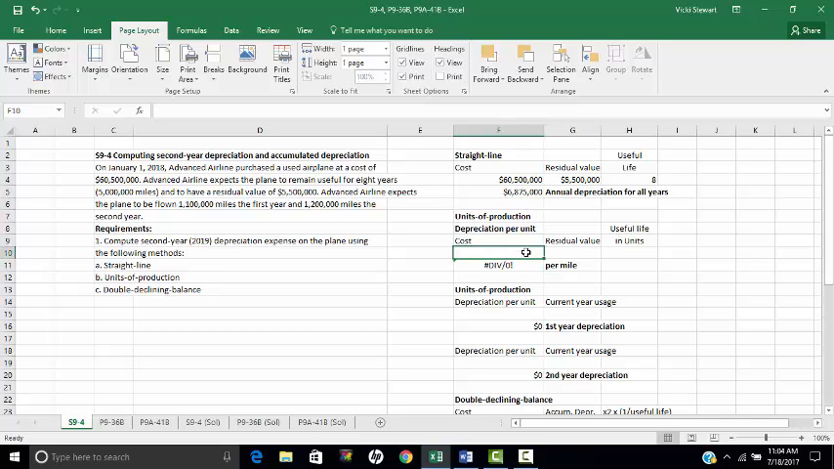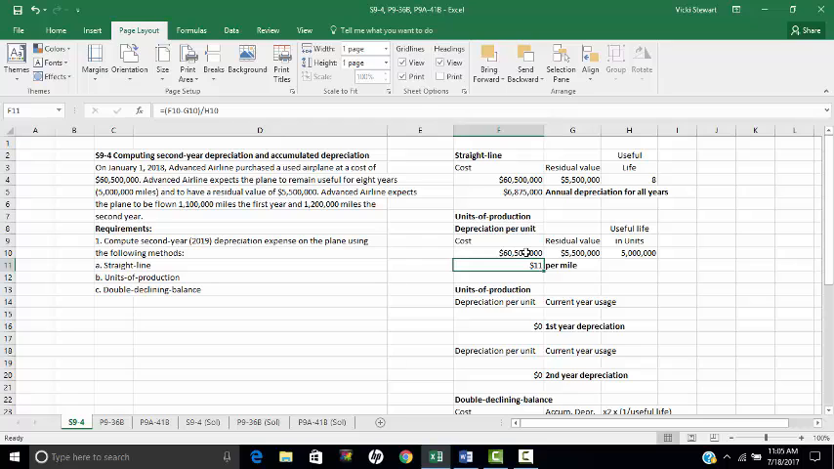The next method that we're going to use is units of production. When we use units of production, we first have to calculate the depreciation per unit. So we start out again with our cost, $60,500,000, and we do subtract our residual value of $5,500,000. And then we divide that depreciable cost, $55 million, by the number of miles that this airplane will fly over its useful life, which the problem told us it expects it to fly 5 million miles. So we have a depreciable cost per mile of $11.